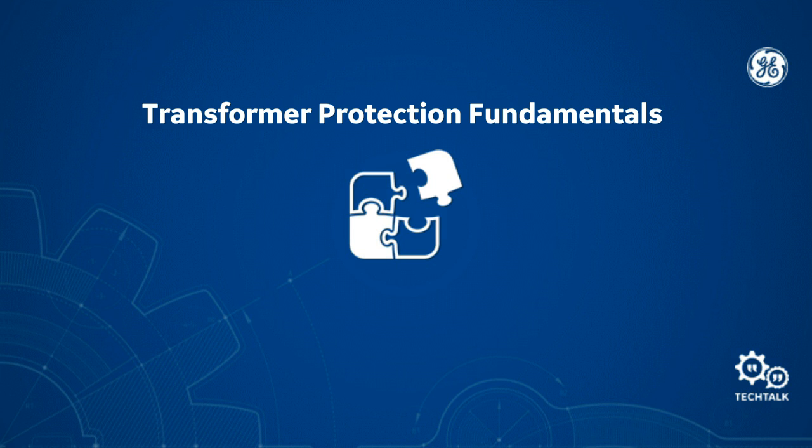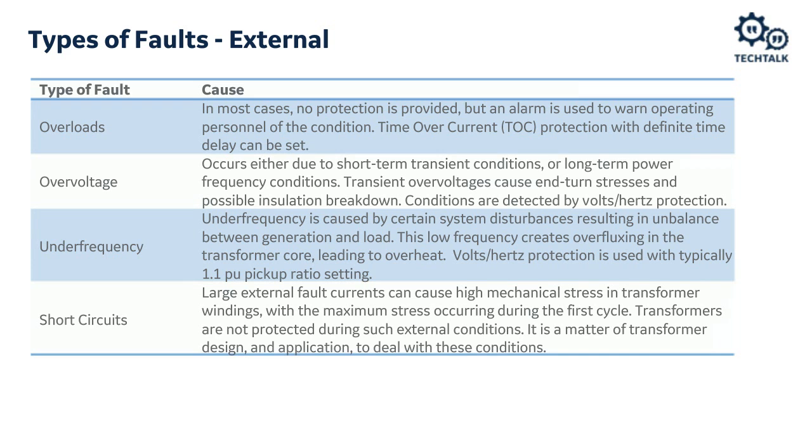All right, so now let's get into more detail on types of transformer faults and how we deal with them. The first category we'll talk about is external faults. That's any fault that occurs outside of and independent of the transformer. It's not necessarily a problem with the transformer itself, but external faults could definitely have an impact on the health of the transformer. So an external fault could be an overload.